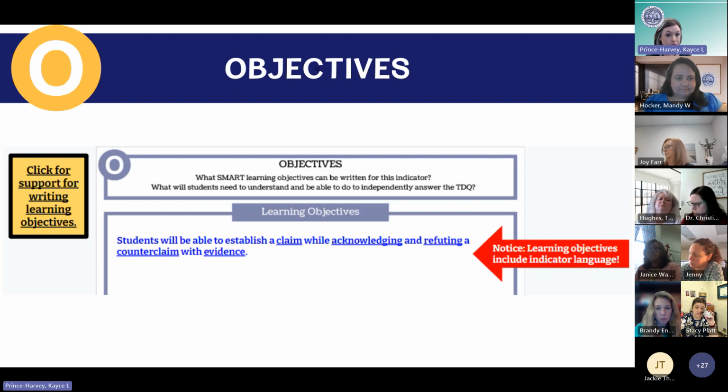For objectives, now that I know the questions, now that I know the rigor, I know the content and skills, I want to create an objective for what students will need to understand and be able to do to independently answer that TDQ. So my learning objective here is going to be that students will be able to establish a claim while acknowledging and refuting a counterclaim with evidence. And that, again, is indicator aligned. It's going to use that indicator language.